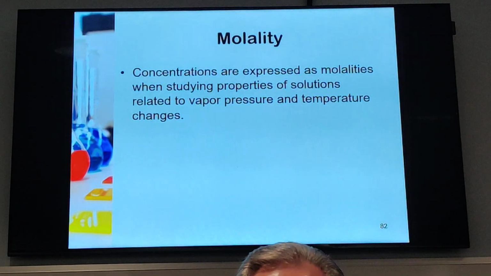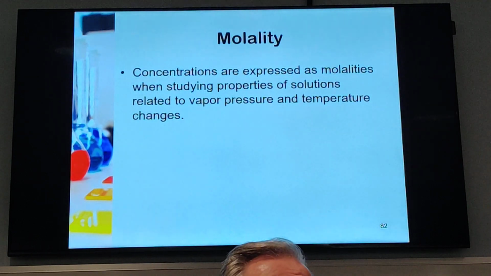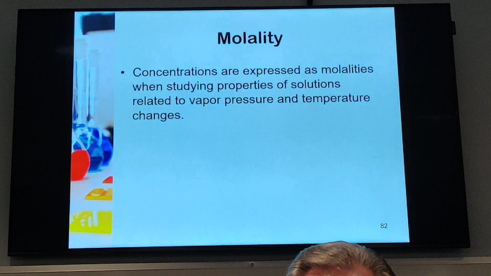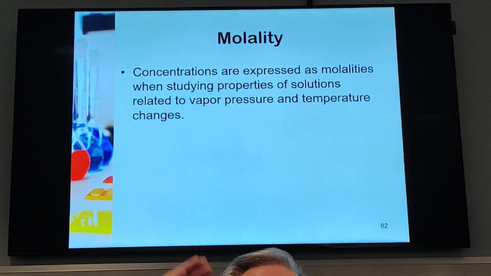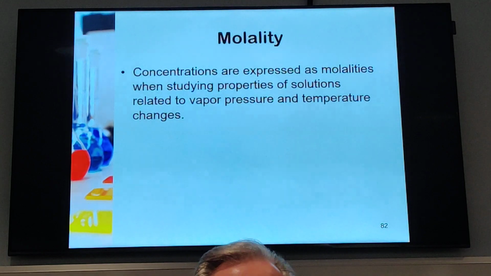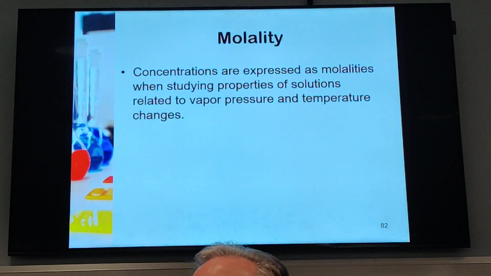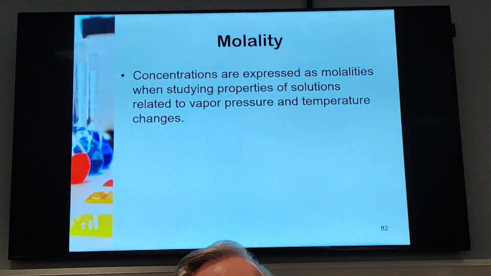Okay, so molality is moles of solute per kilogram of solvent. And as it says here, we can figure out how much it'll change the vapor pressure. Vapor pressure has to do with boiling point, so it'll affect the boiling point. We can use this to determine how much the boiling point or the freezing point will be changed. So that's the reason why we have this other kind.